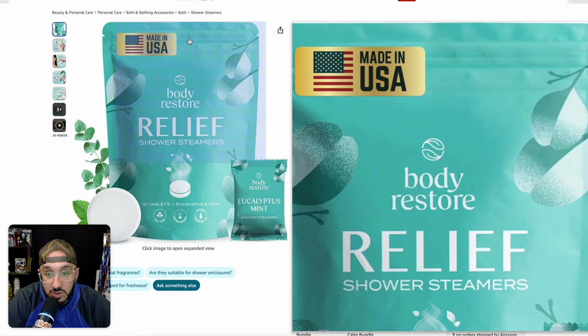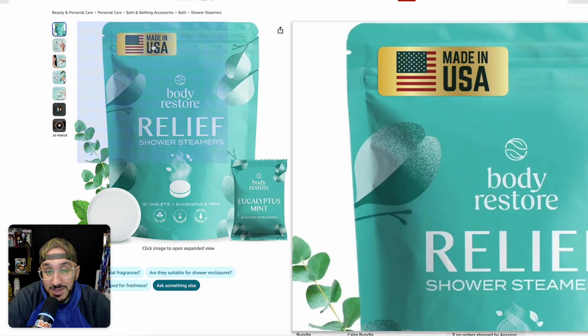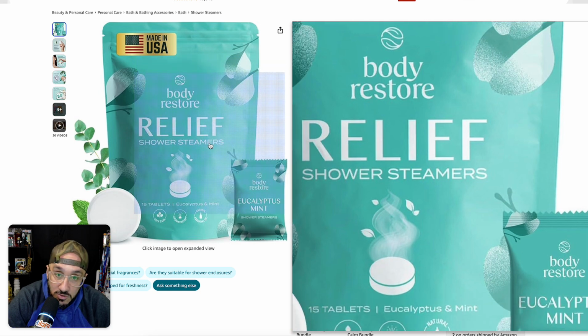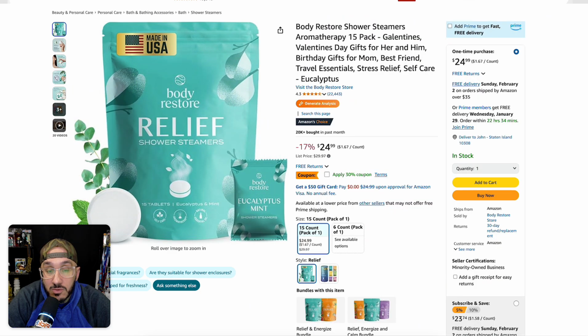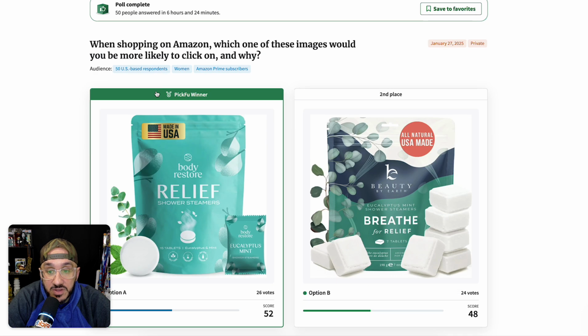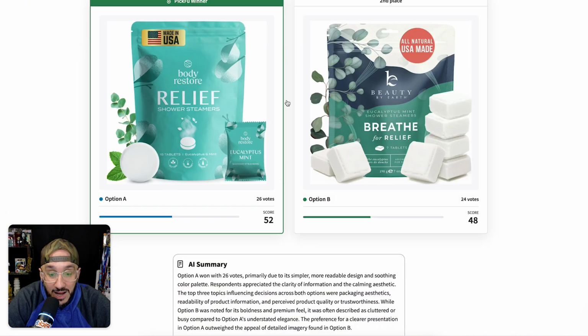But I really want to see also if people care about the made in the USA being in different colors. Maybe that's why I'm losing. Or is the shape of my tablet the reason why I'm losing, and round is better than square? I don't know. And when I don't know something, I want to get the data on it. So I ran this PickFu. I ran this over here, 50 USA based Prime subscribers that were women. This was the winner, but it was almost 50-50. So it wasn't a landslide, but I really want to know why.